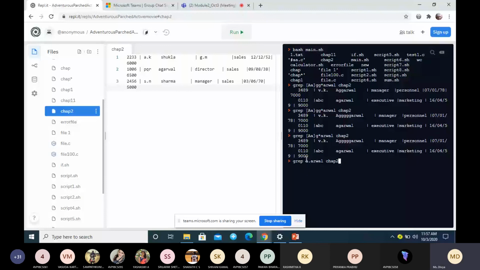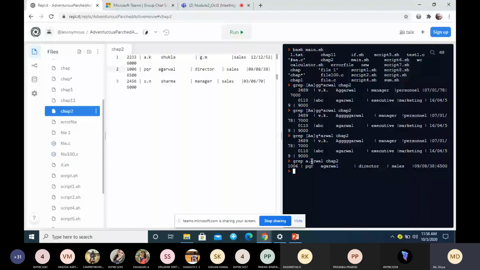The second character can match any character. It can be a number or any alphabet, or any special character. Anything it will match, but it will match a single character. So now what will it do? It will match this G, this single G, and you are going to get this output. So dot indicates that it is going to match a single character, any character. But the first letter should be A and the remaining letters should be ARWAL.